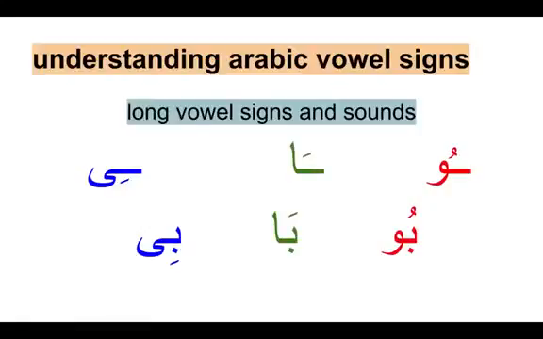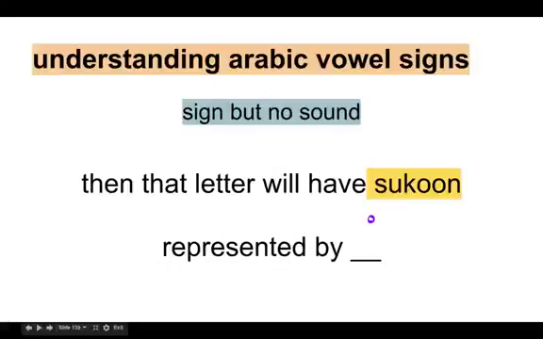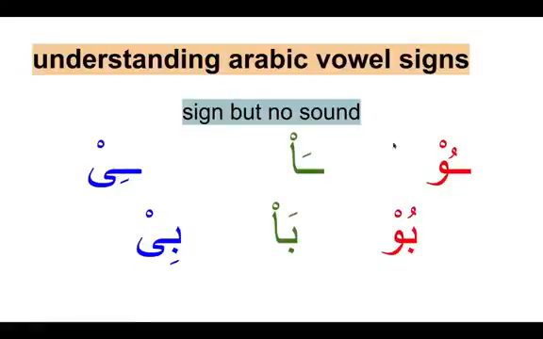However, there are certain letters in words which will have no vowel signs at all. Neither will there be Dhamma, nor Fatha, nor Kasra. So what do we have then? In those situations, that letter will have what is called a sukoon. It is represented by a circle in the Arabic Mus'haf. So this circle means there is no vowel sound at all. We're not producing the sound of waw, we're not producing the sound of alif. It's like bu, ba, bi.